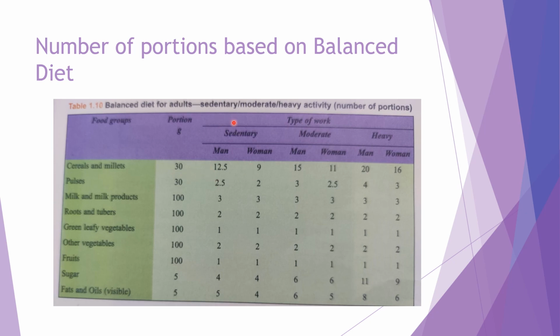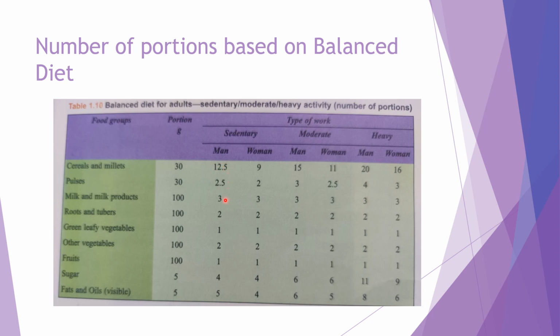The sedentary man requires 12.5 exchanges of cereals per day, 2.5 pulse exchanges per day, milk and milk products 3 exchange, roots 2 exchange, green leafy vegetable 1, other vegetable 2, fruits 1, sugar 4, fats 5. Once you know this, you can convert these exchanges into recipes.